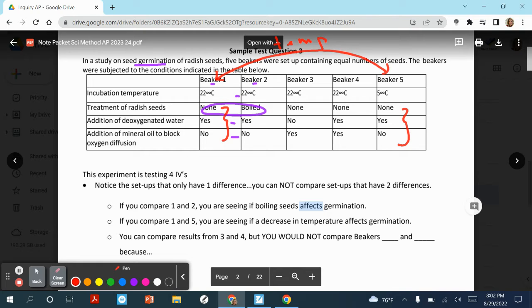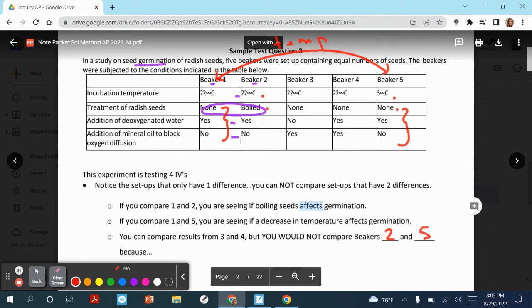So, for example, let's take a look at beaker 2 and beaker 5. You can see that temperature is different, and also the seeds are boiled versus not boiled. So if our seeds don't germinate in beaker 2 versus beaker 5, we don't know if it's because beaker 2 was hotter or because it was boiled. So you can't compare beakers if there's more than one change between those experimental groups.